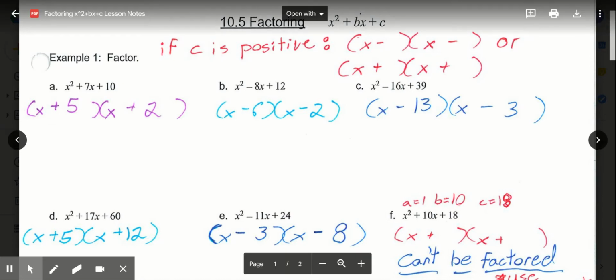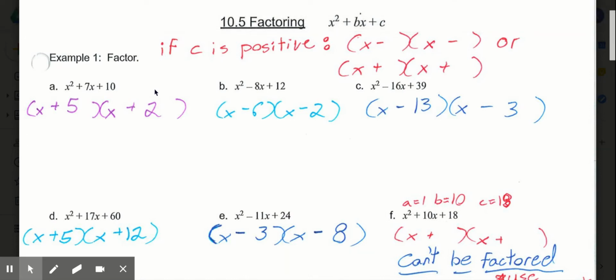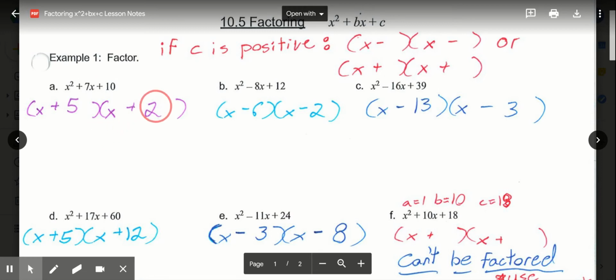So if we look at A, we have x squared plus 7x plus 10. When we are factoring, what we always want to keep in mind is we are going to factor it into 2 numbers here that multiply to give us the final number, and when added, give us the value in the middle. So we look at the last number first, and we want to think about numbers that would multiply to be that value. And then we look at the middle number, and we want to think out of those factors of 10, which of those factors add to be 7?